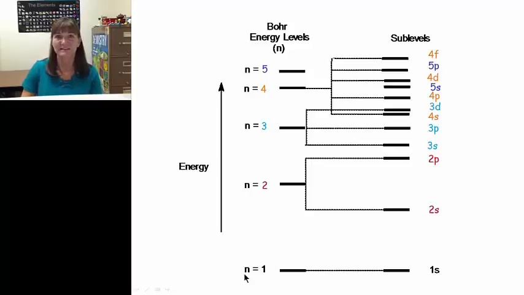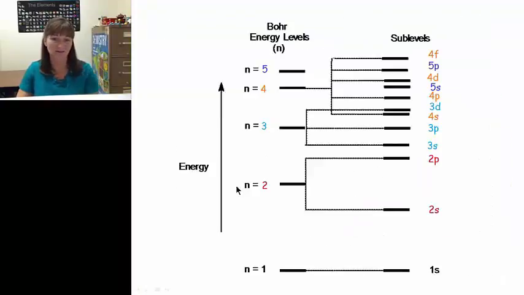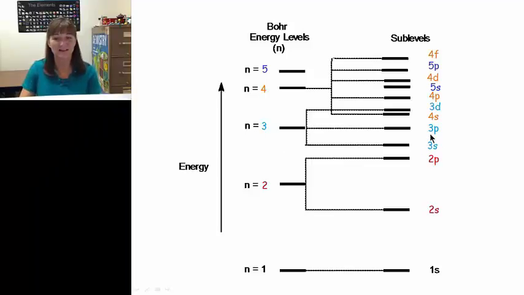The first energy level only has 1 sublevel to it, and that one's labeled S, just like our dorm. So if we went back to our dorm, the first floor only has an S to it. The second floor has the S and the P. So here's my second floor. It's broken up into an S level and a P sublevel. The third energy level is broken up into S, P, and D. The fourth energy level will have S, let's see, 4 is orange, S, P, D, and F. And then things get more complicated that we're not going to go into in this class.